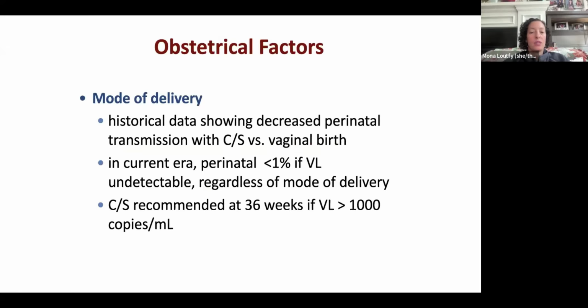Intrapartum, we can use cesarean sections to decrease perinatal transmission. And if the viral load is greater than 1,000, we would book the cesarean. We want an elective cesarean section. If it's non-elective, like an emergent cesarean section, it doesn't reduce the risk of transmission. So we schedule the cesarean section at 36 weeks.